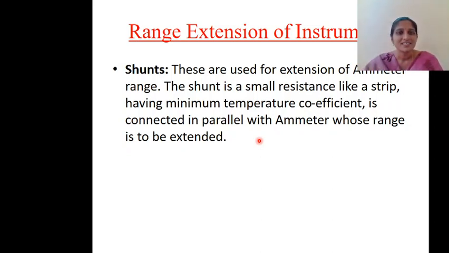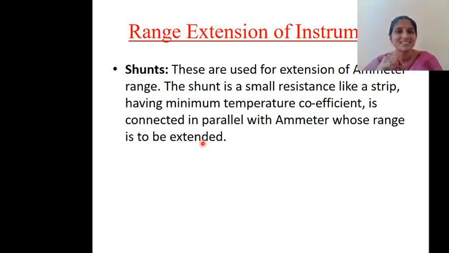So in order to do that, you are providing shunts. A shunt is a small resistance which is connected in parallel with the ammeter whose range is to be extended. Likewise, to extend the range of a voltmeter, what you need to do is connect some resistance in series with the voltmeter.